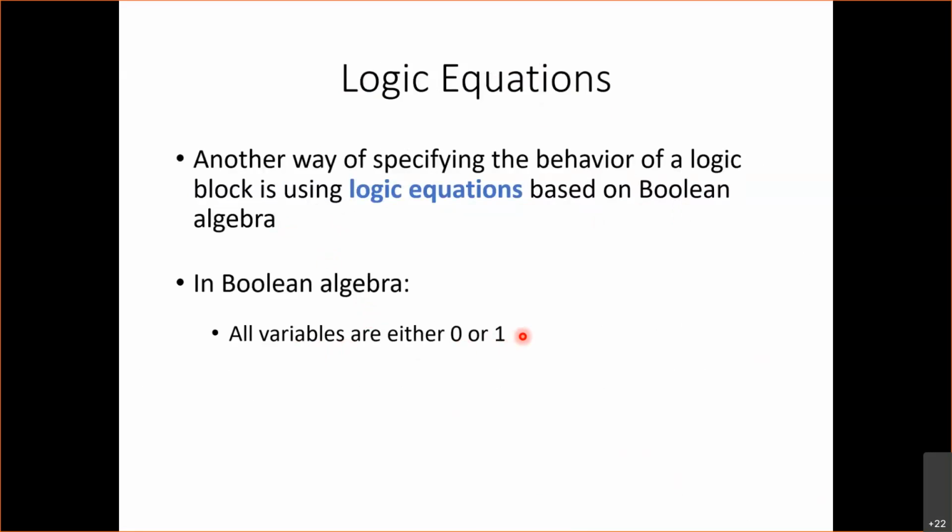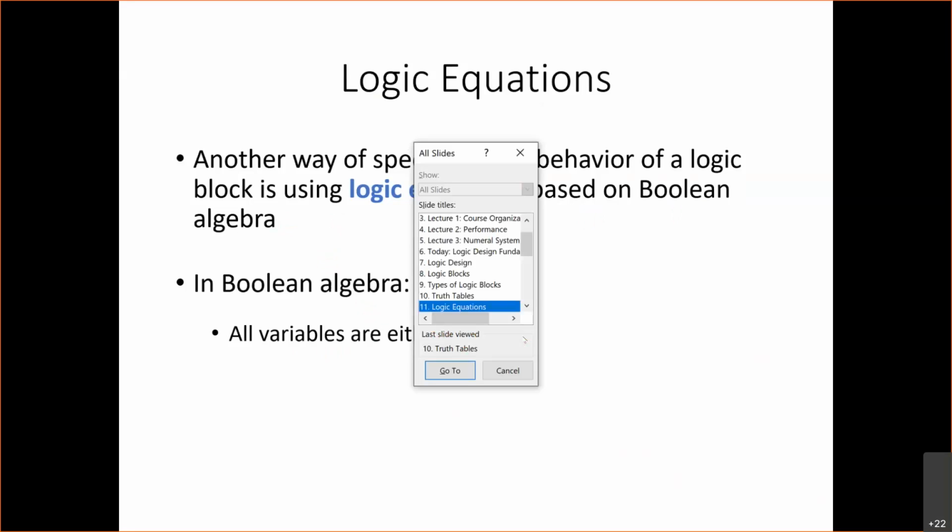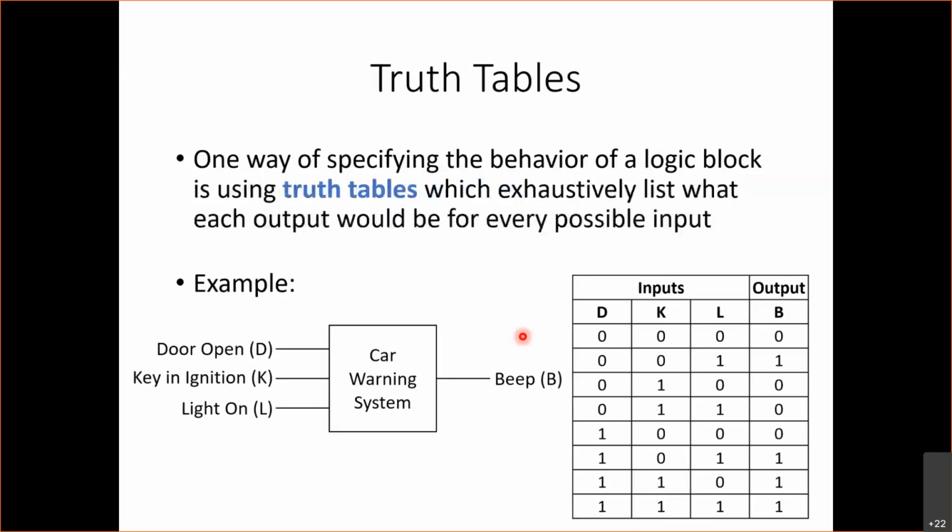Yes, question? In the car warning system logic, we need the car to beep when one of the inputs is true, at least one, right? No, that's actually not true, because there's this case over here where the system doesn't beep. So for example, here, if you open the door but your lights are off and your key is not in the ignition, that's okay, right?